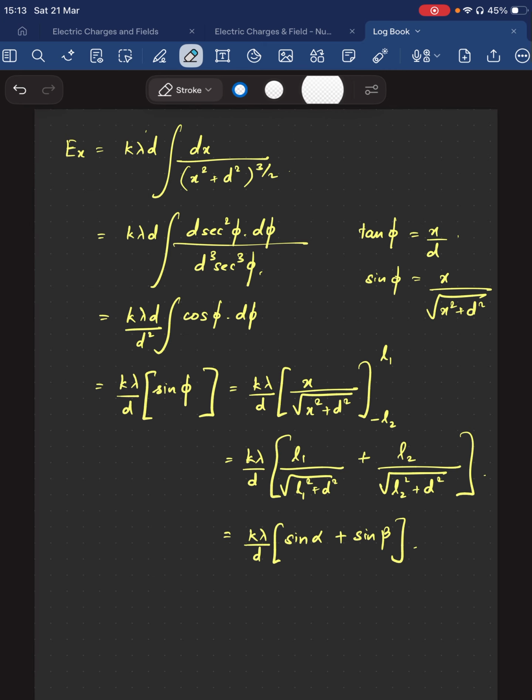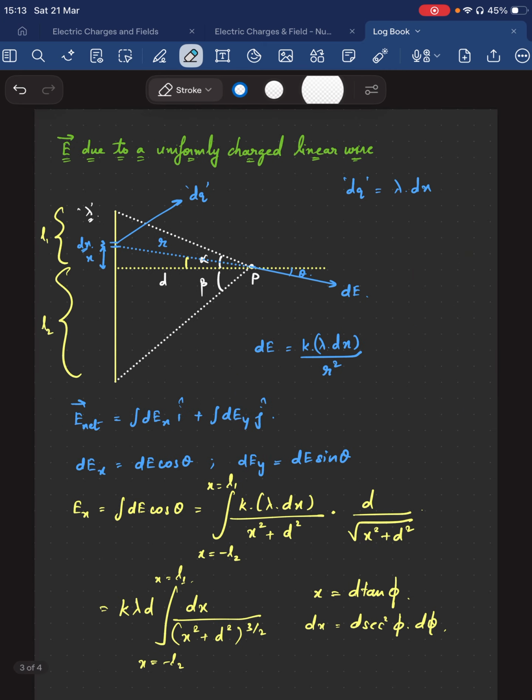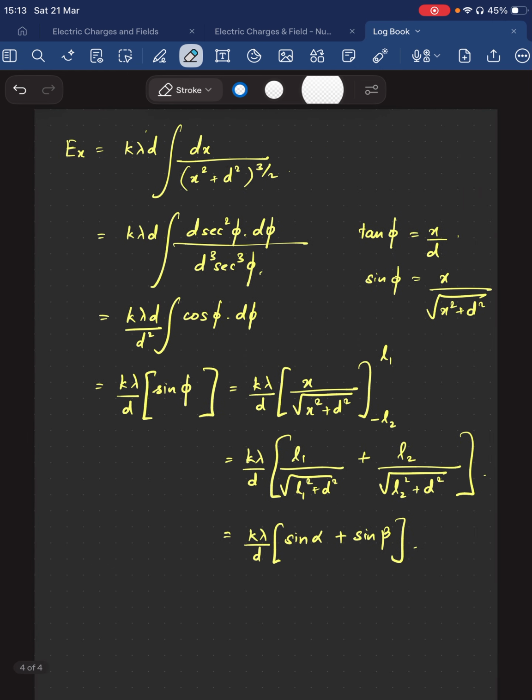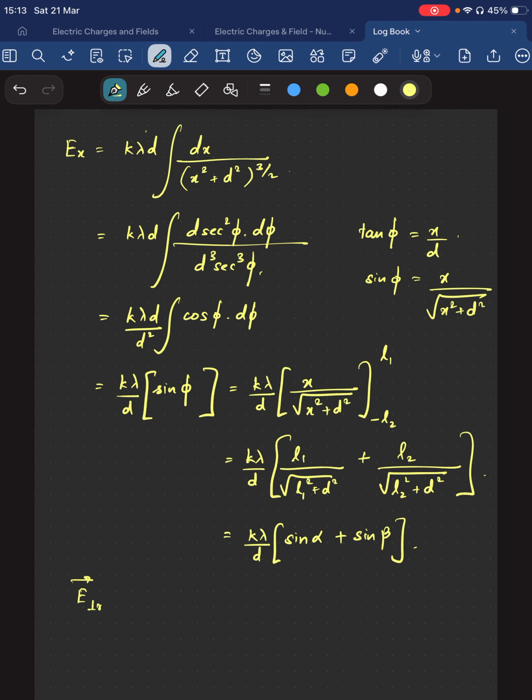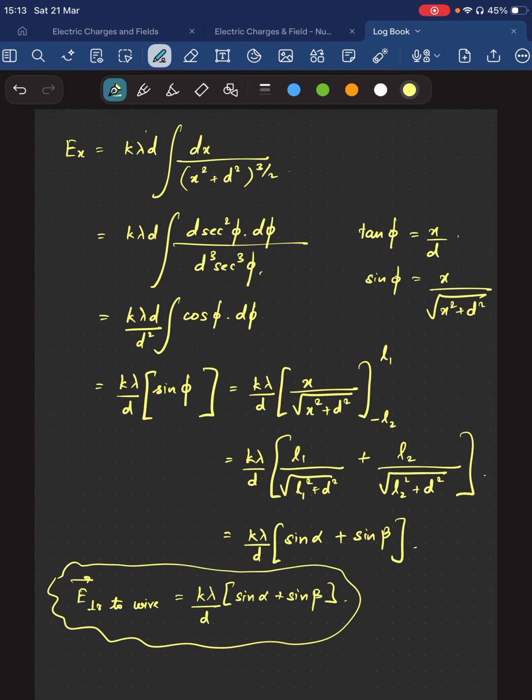But if your orientation of the rod changes, your x and y change, so it's better to remember this as the electric field component perpendicular to the rod. Right. So we derived the formula for the electric field due to a linear charge rod, and its component perpendicular to the wire will be equal to k lambda by d (sin alpha plus sin beta). This will be helpful to solve many numericals, because as you can notice, the integration is slightly lengthy.